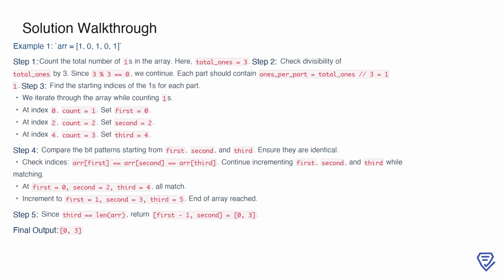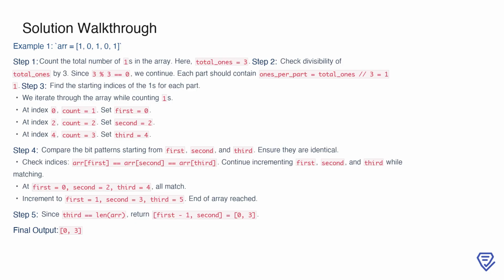Each part must contain exactly ones_per_part = total_ones // 3 = 1 one. Next, we identify the starting indices of the 1s for each part. As we iterate through the array, we count the 1s and assign the indices where the count reaches 1, 2, and 3, respectively. So, the first one is at index 0, the second one is at index 2, and the third one is at index 4.